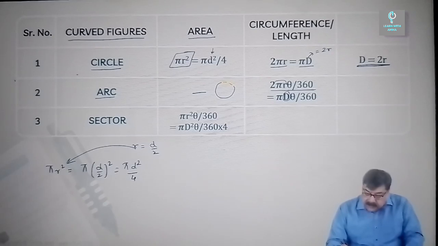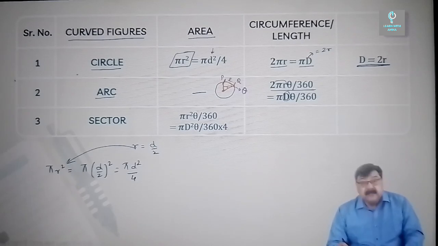Let us say you have to find out the length of this arc between these 2 points. We shall join this with the center, and there would be an angle between these 2 points. Let us say P and Q. Now this angle is represented by theta. So these are the 2 points P and Q. This is the angle, that is theta. So the length of this arc is found by multiplying the circumference with theta by 360 degrees.